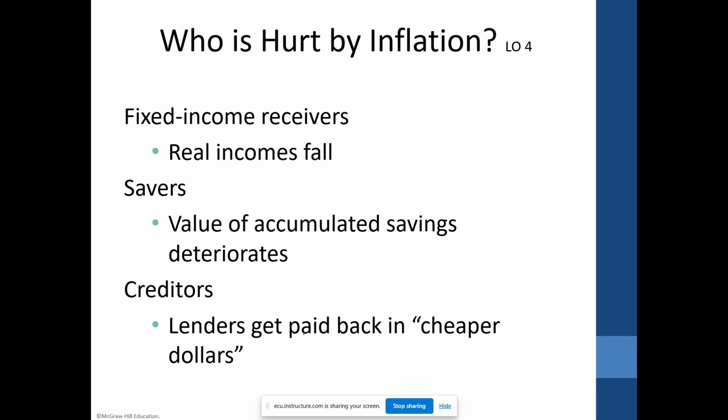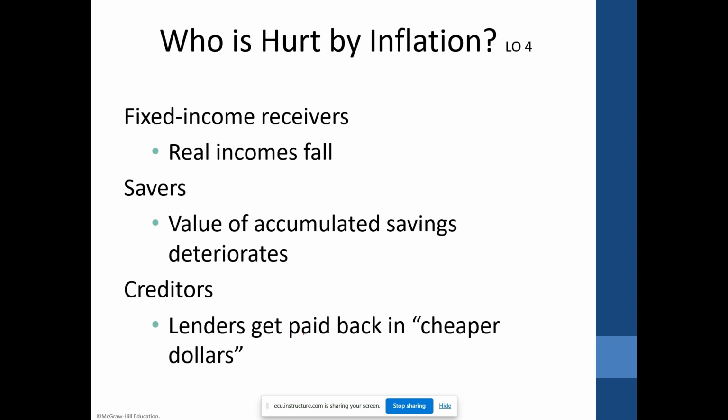Unanticipated inflation has stronger impacts. Fixed income groups will be hurt because their real income suffers. Their nominal income does not rise with prices. Unanticipated inflation will hurt savers because interest rate returns may not cover the cost of inflation. Their savings will lose purchasing power.